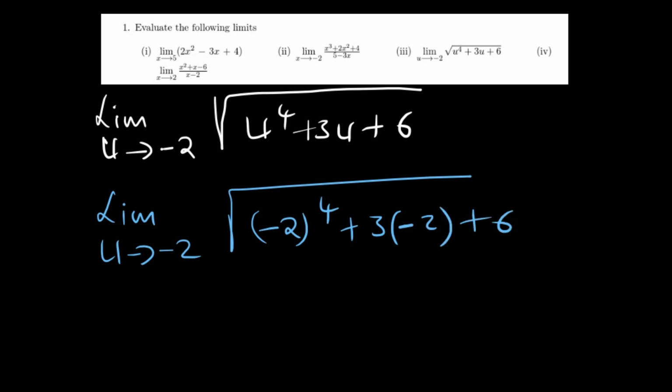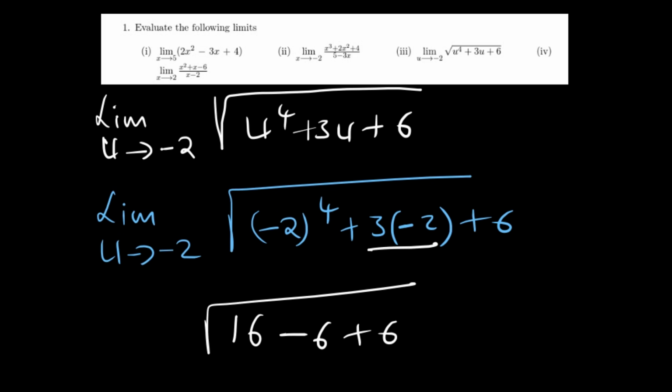So what do we have? Negative 2 to the power 4 means negative 2 times negative 2 times negative 2 times negative 2. That's going to be positive 16. And then that's going to be minus 6 plus 6. You notice that the 6 will subtract, so you remain with just the 4 as a result. So that's the limit. Simple and straightforward.